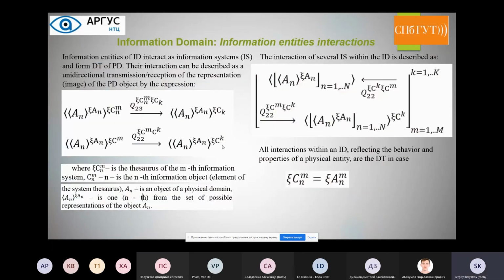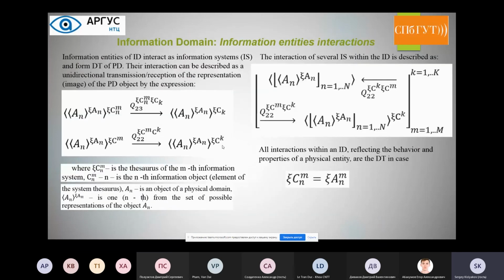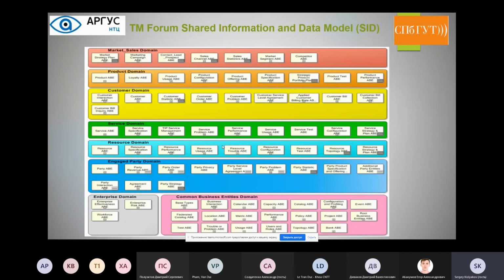Yes, and as for these 2 slides with a lot of formulas, they describe an elementary interaction between 2 information systems within the information domain: transmission and reception of the representation of the physical domain in the information domain. This slide shows the shared information and data model by the TM Forum.